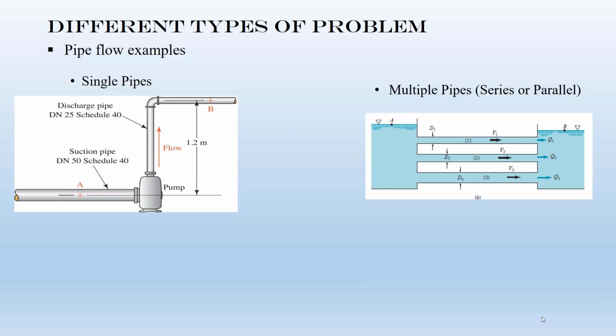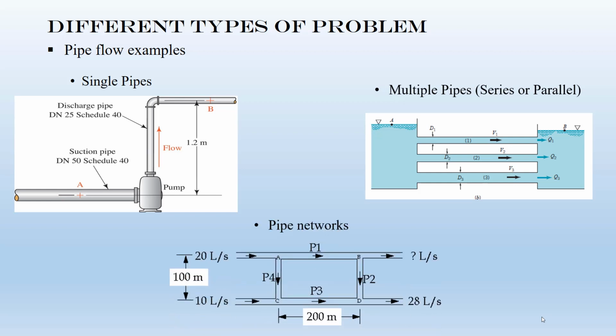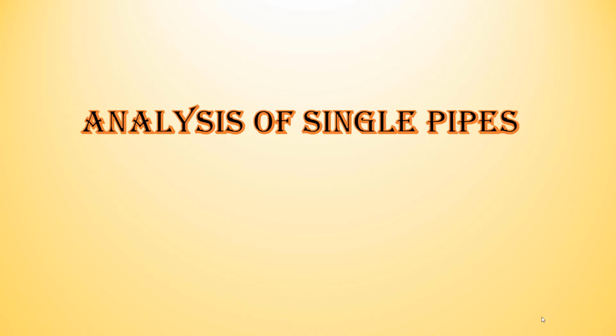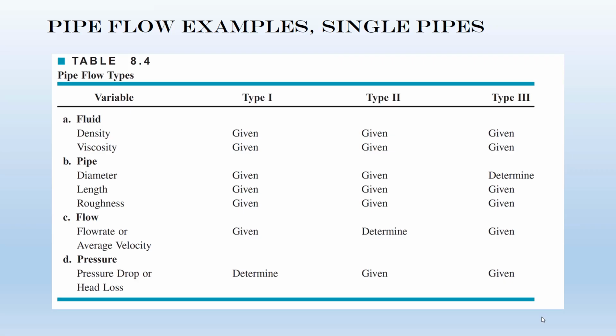The second part of this section is multiple pipes. We will go over parallel and series pipes, and then eventually the last part we just discussed the pipe networks. So let's go over the single pipes. My two lectures about this, single pipes.